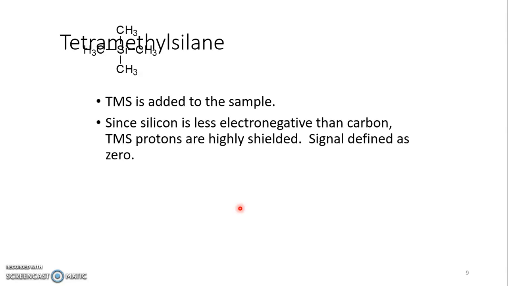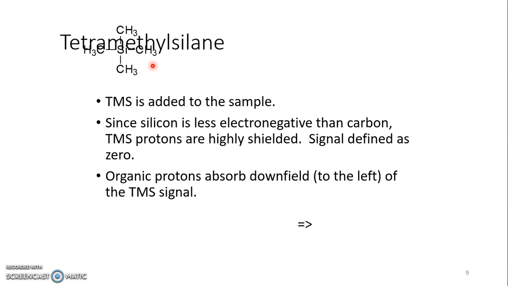So TMS is added to the sample, and since silicon is less electronegative than carbon, the TMS protons are said to be highly shielded. That is, there is no group which is attracting the electron density from the methyl group. That means all the electron density is surrounding the methyl group. So when we are having four such methyl groups, it is said to be highly shielded. So there is no organic compound which is that much shielded when compared to the tetramethylsilane.